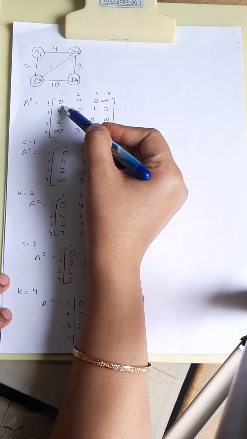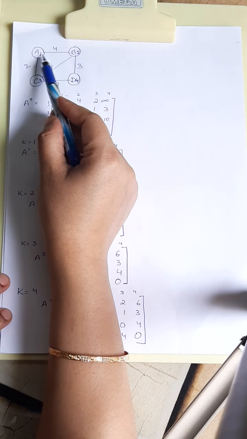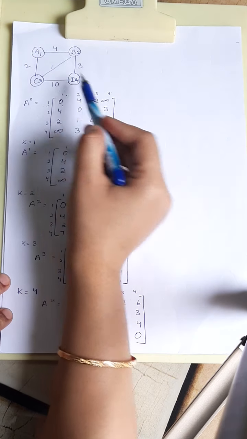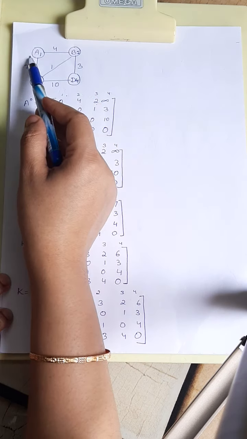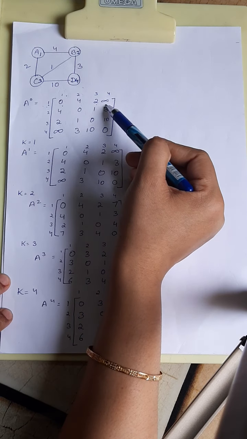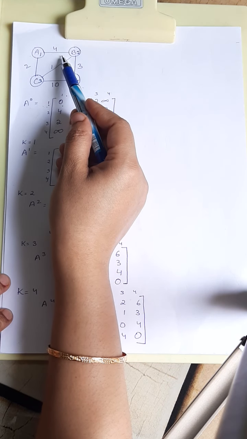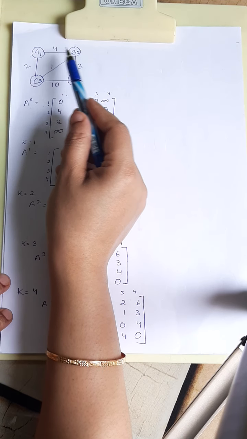There is no self loop, so value is 0. From 1 to 2, see there is one edge which is 4, so we will write 4 here. 1 to 3, there is one edge, value is 2, so we will write 2 over here. 1 to 4, we are not having any edge, so we will write infinite. Like that for 2 also, 2 to 1, this is undirected graph, so same edge which was working for 1 to 2 will also work for 2 to 1.